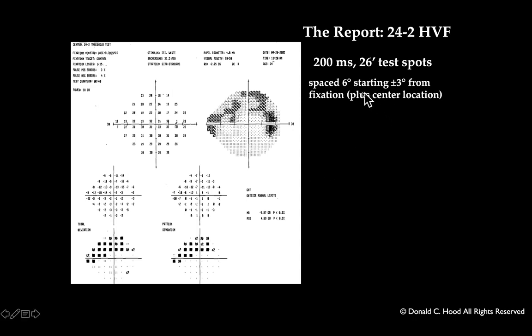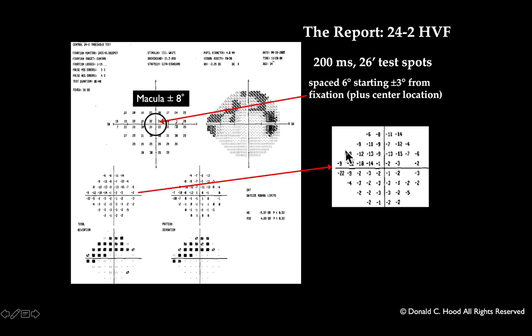But most importantly, I want to remind you of how crude the sampling, spatially crude, the sampling is in this report. So here's your macula. Here's the region that's so important for vision. There are only 4 points here because the test points here are spaced every 6 degrees, starting up and over by 3 degrees. So you only have 4 of these within 8 degrees.